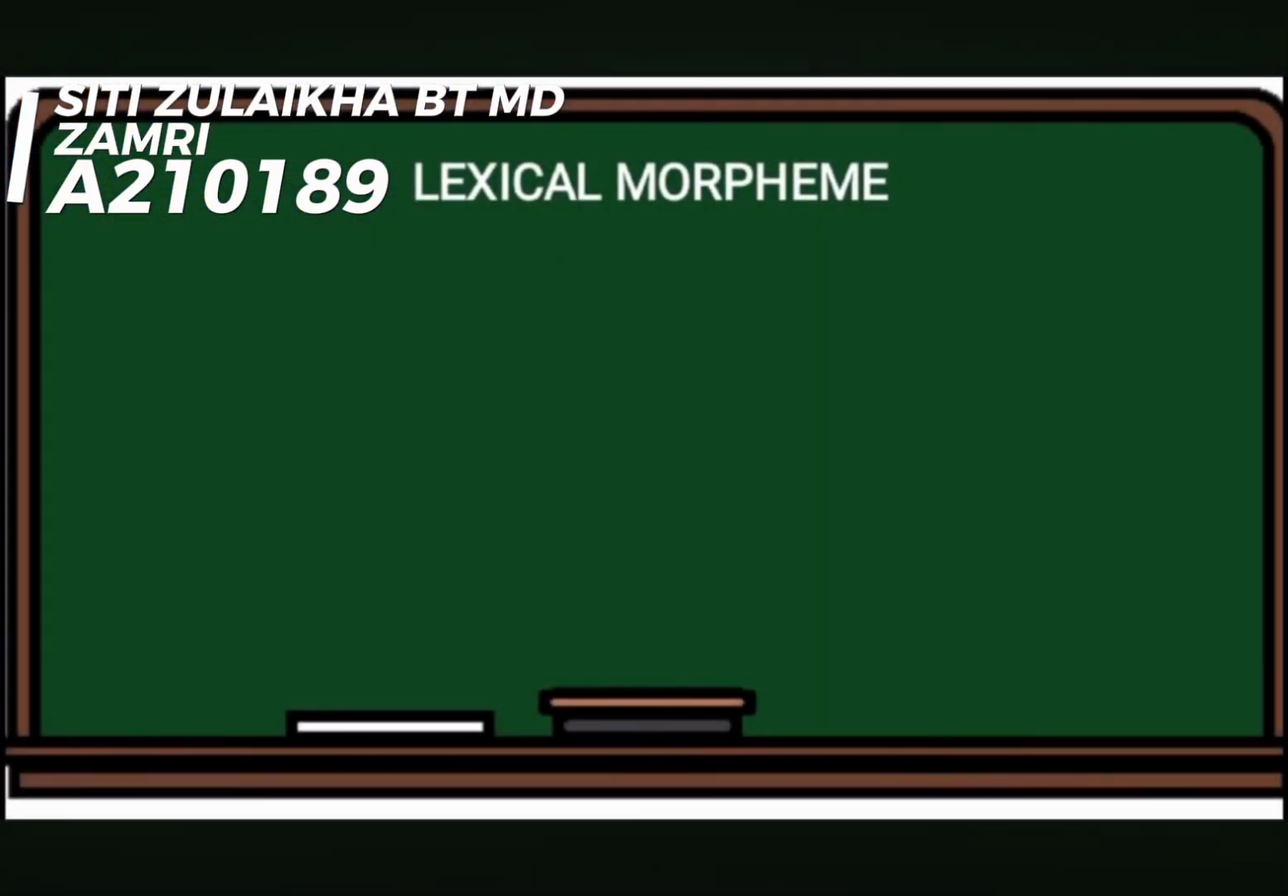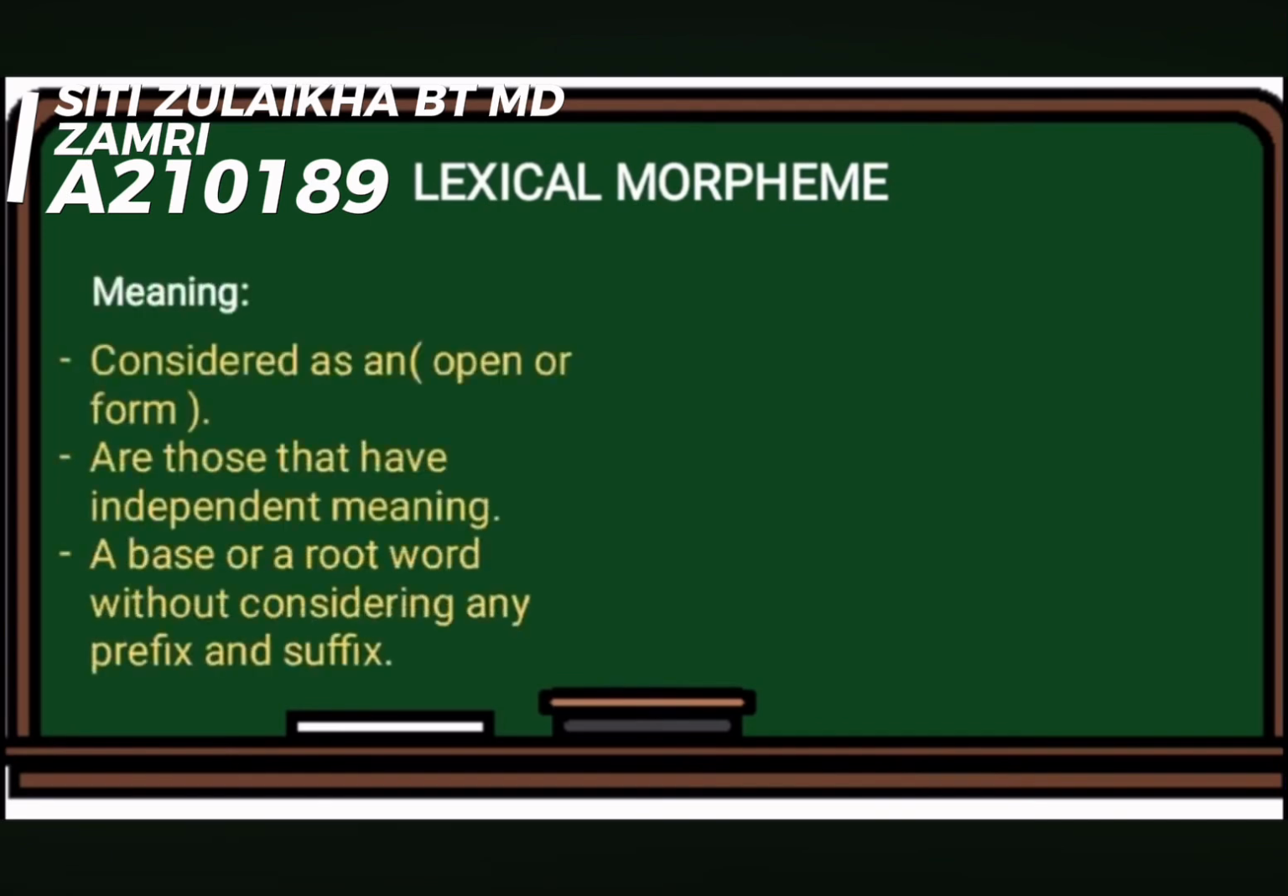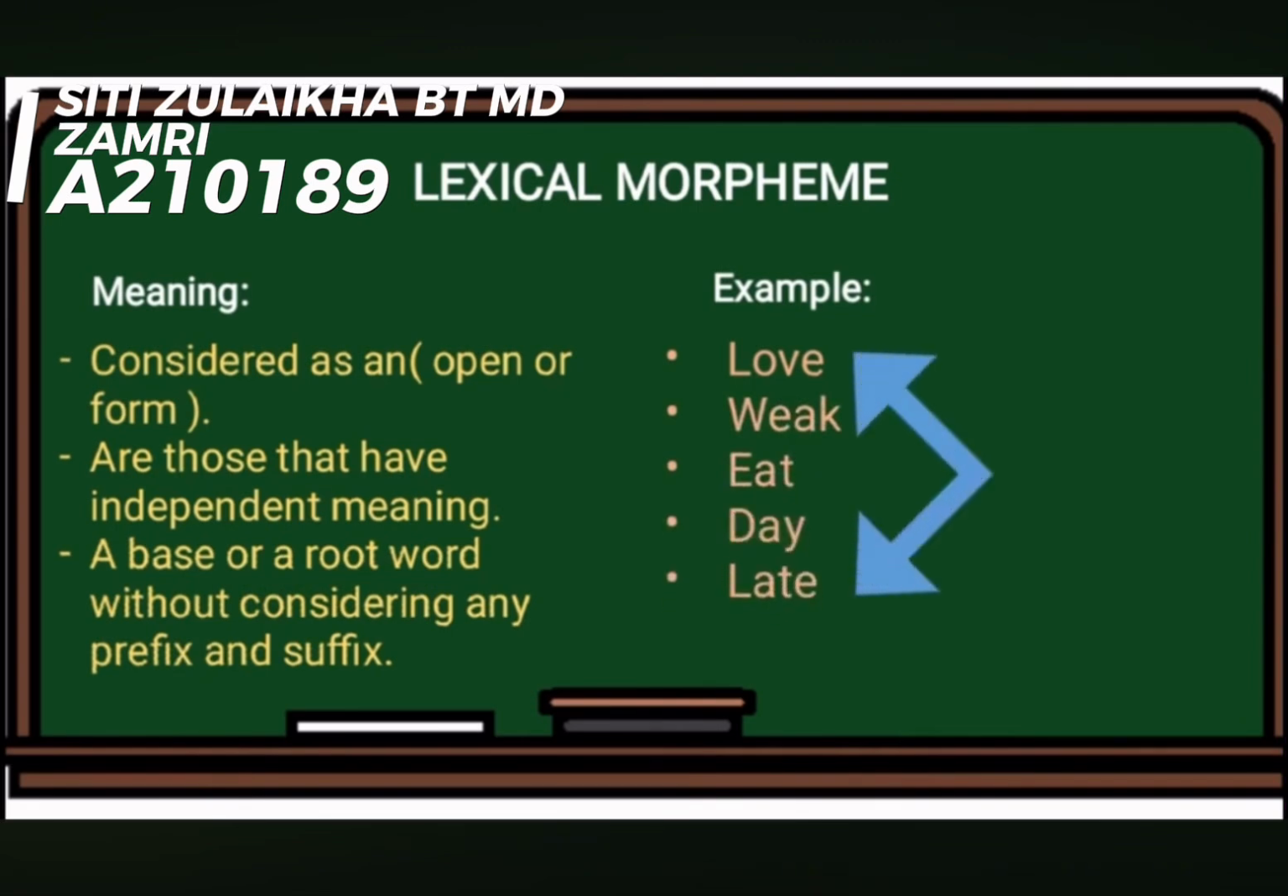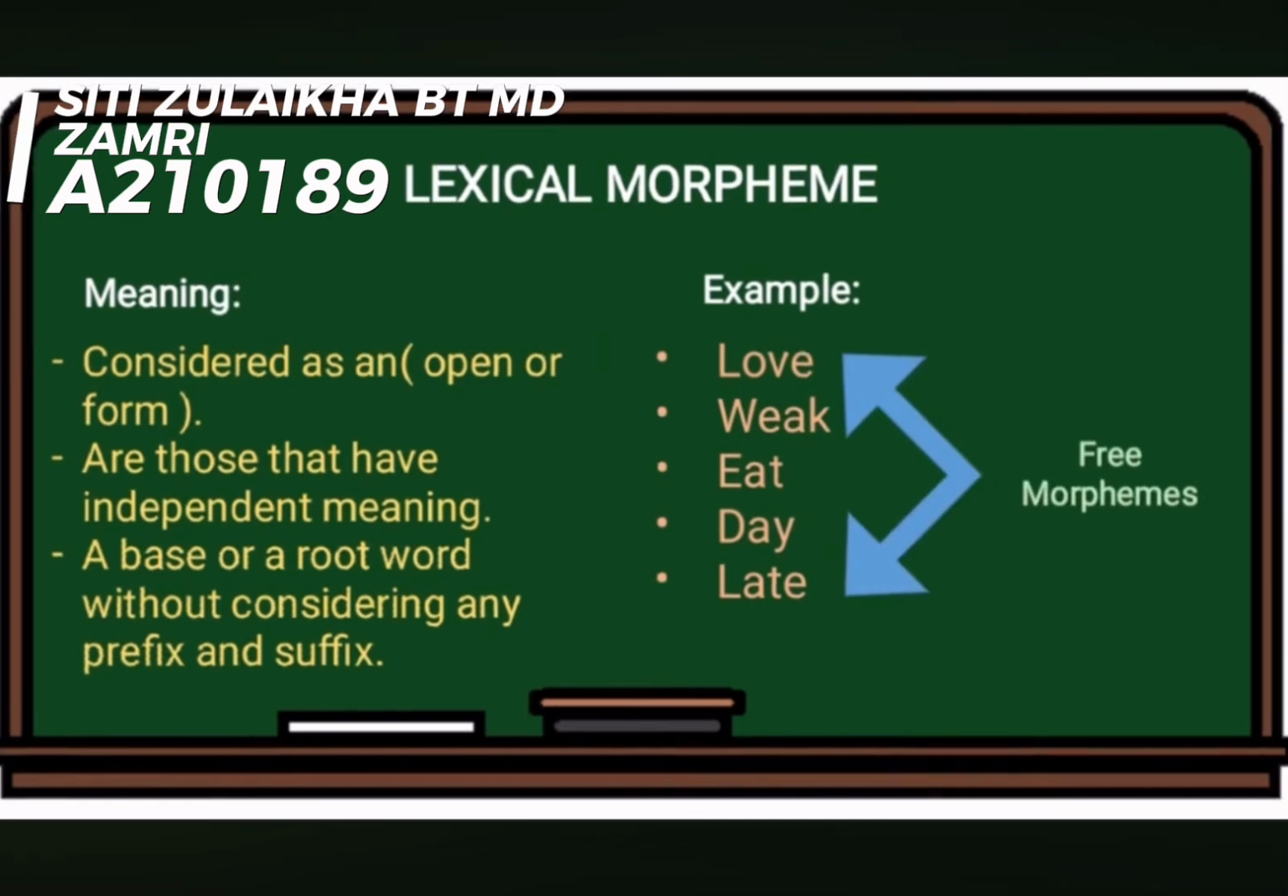A lexical morpheme is considered an open form, or one that has independent meaning, a base or a root word without considering any prefix and suffix. Take a look at this example here: the words love, week, eat, day, and late. All of these words are considered free morphemes. Why is that? Because all of these words can stand alone with a specific meaning, even if they don't have any prefix or suffix.